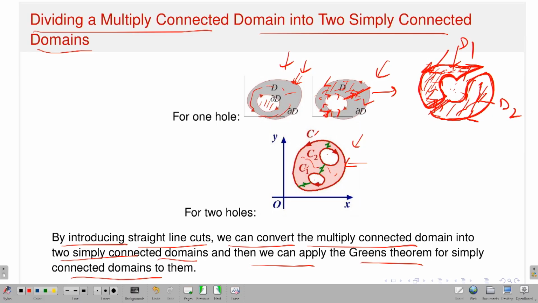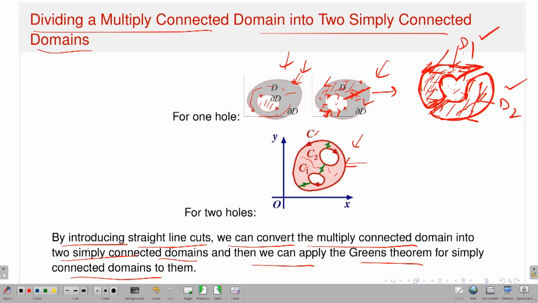That means once I have the domain, this portion is not there now. So, I can break it up into two parts, D1 and D2, and both of them are simply connected, and I know the statement of Green's theorem for a simply connected domain. So, you just write the statement for D1 and D2, and then take the union, and it will give you the statement of Green's theorem for multiply connected domains. That is exactly what I have written.